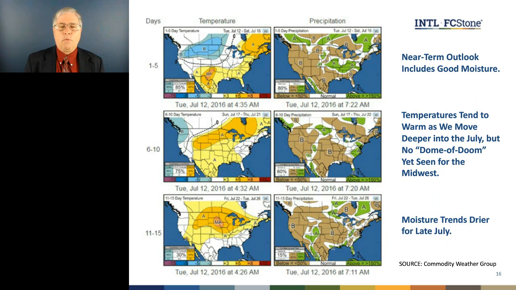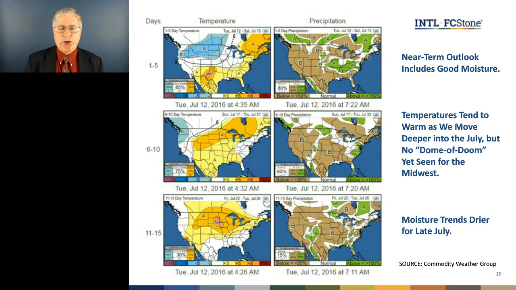Top here, we see the 1 to 5. Well, on the left-hand column is the temperature forecast. The right-hand column is precipitation forecast. This is from Commodity Weather Group. The top is the 1 to 5 day outlook issued this morning. Generally mild temperatures, with the rain sinking into the southern Midwest. 6 to 10 day, the heat starts to return. The Midwest starts to dry out. Heat intensifies in the 11 to 15 day.